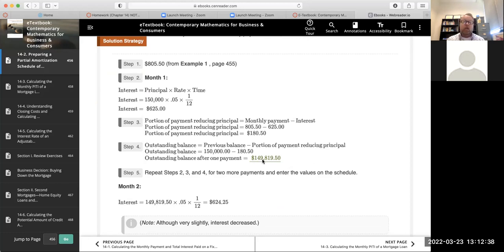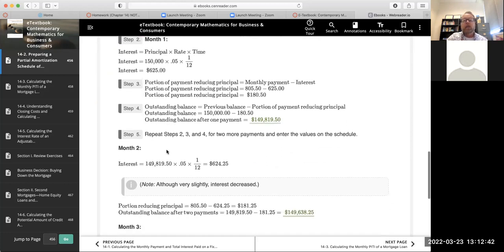Now, in order to get the next month's interest, I have to do the same thing. However, I don't start with the 150,000. I start with my new balance.